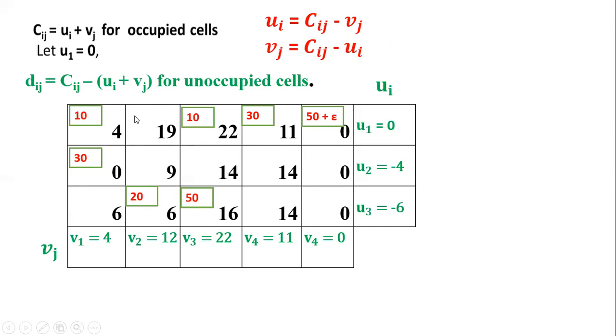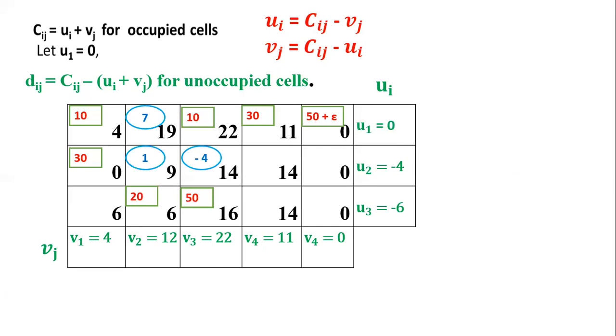Where do we find it? In the unoccupied cells, the places with no allocation. The first place is non-allocated. Same concept: 19 minus (0 plus 12). Closing the bracket, we get 7. Next unoccupied cell is 9: 9 minus (minus 4 plus 12). Closing it, the answer is plus 1. Next, 14 minus (minus 4 plus 22). Minus 4 plus 22 is 18, and 14 minus 18 is minus 4.